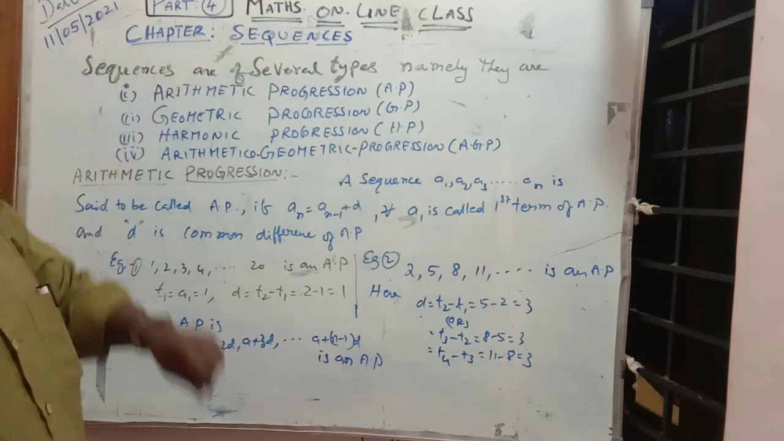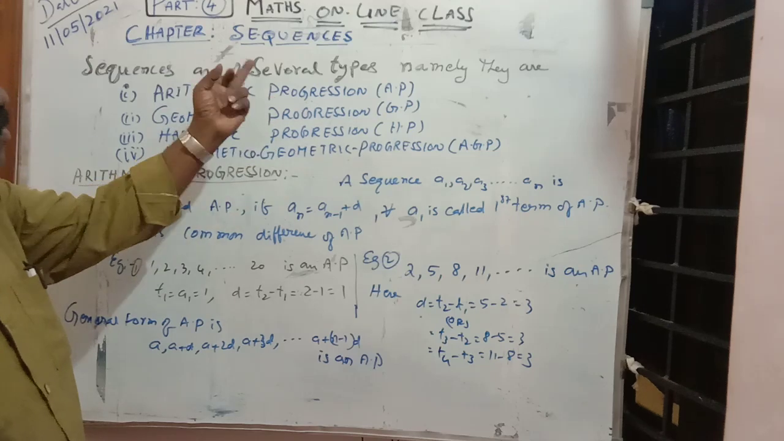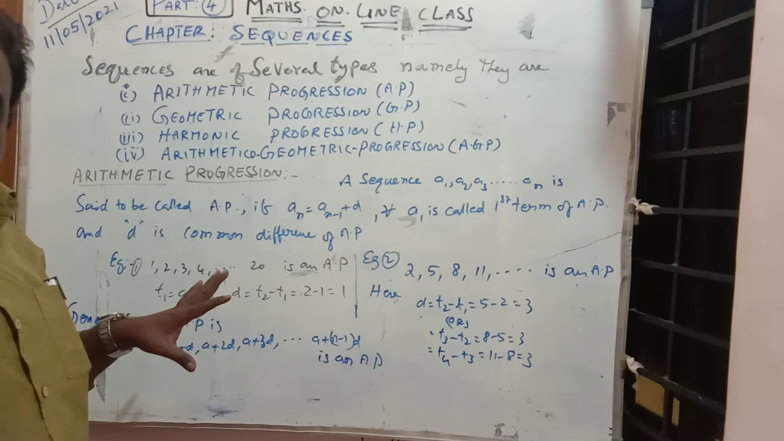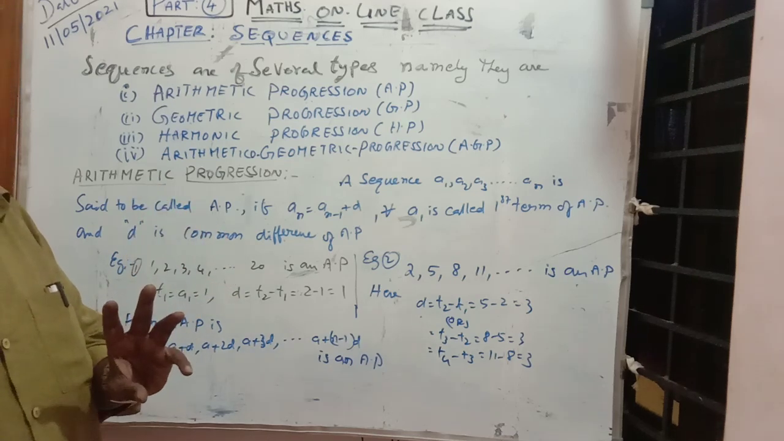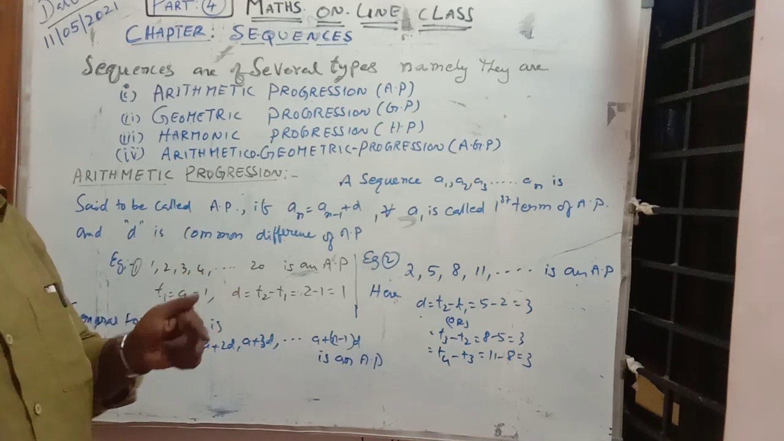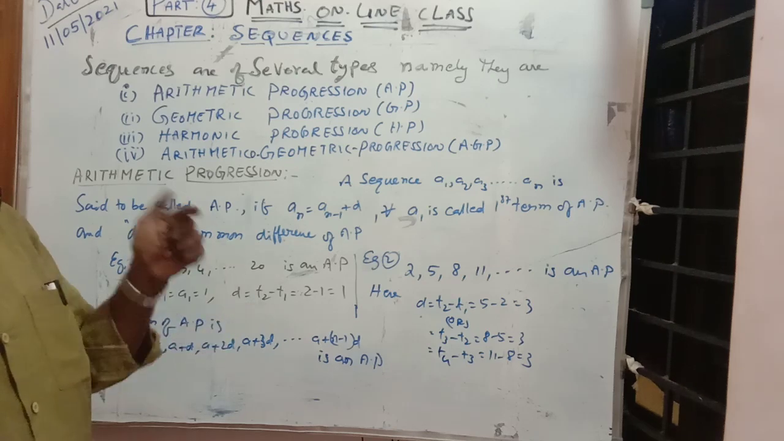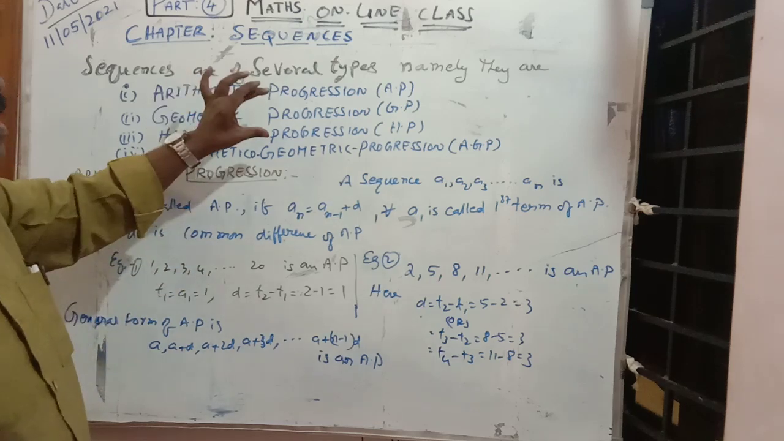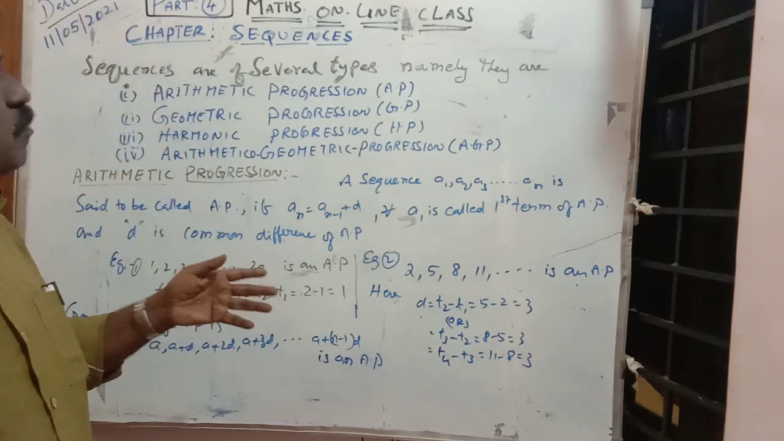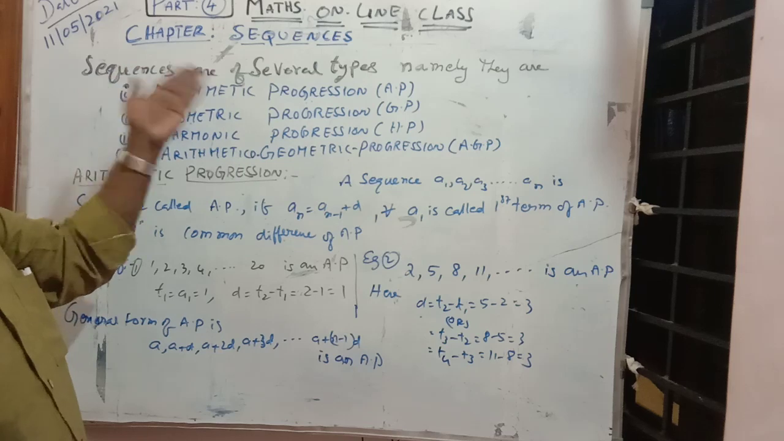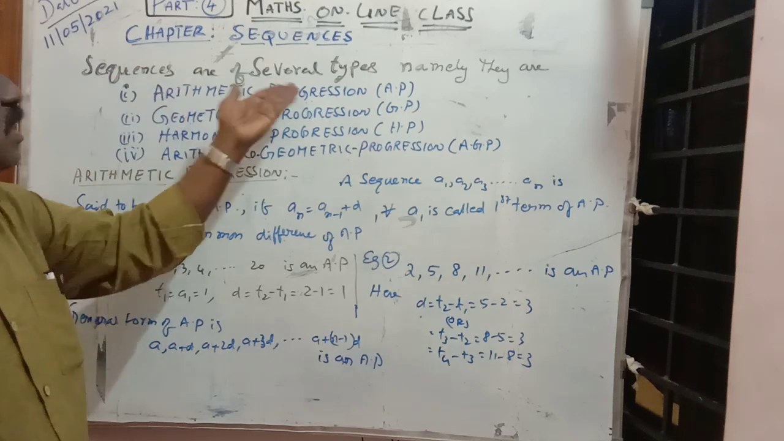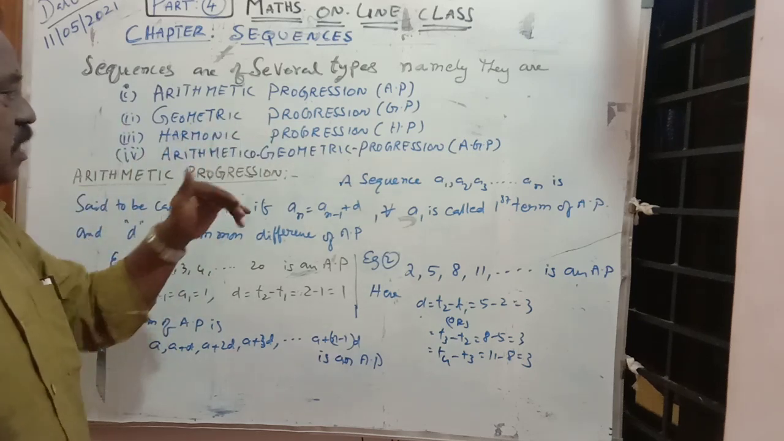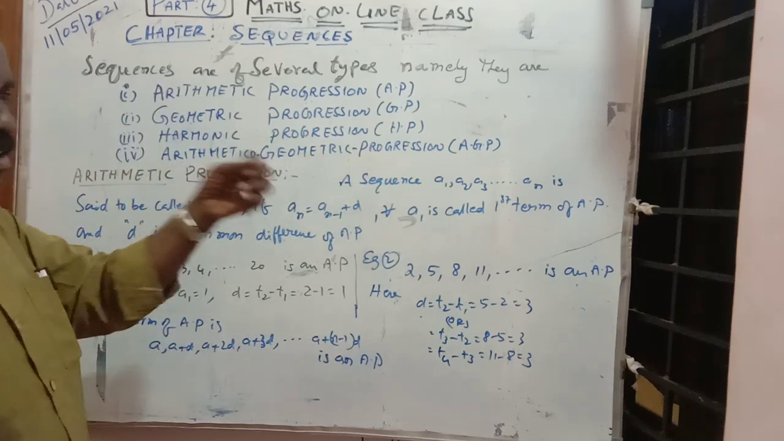Arithmetic progression. Progression, sequence, series, all are the same, but there is a difference between a sequence and a series. Series means each term is connected with plus or minus. But progression and series are the same. It is also called an arithmetic series, geometric series, harmonic series, or sequence. All are the same, different names.